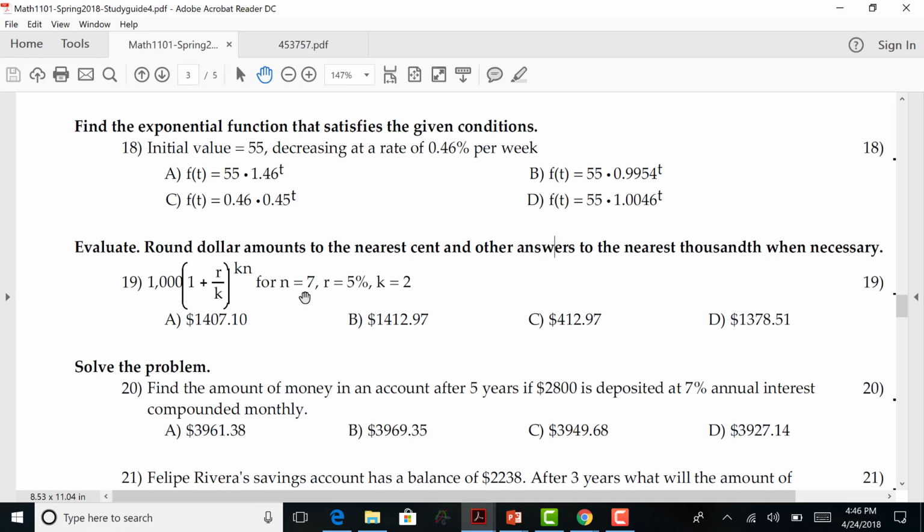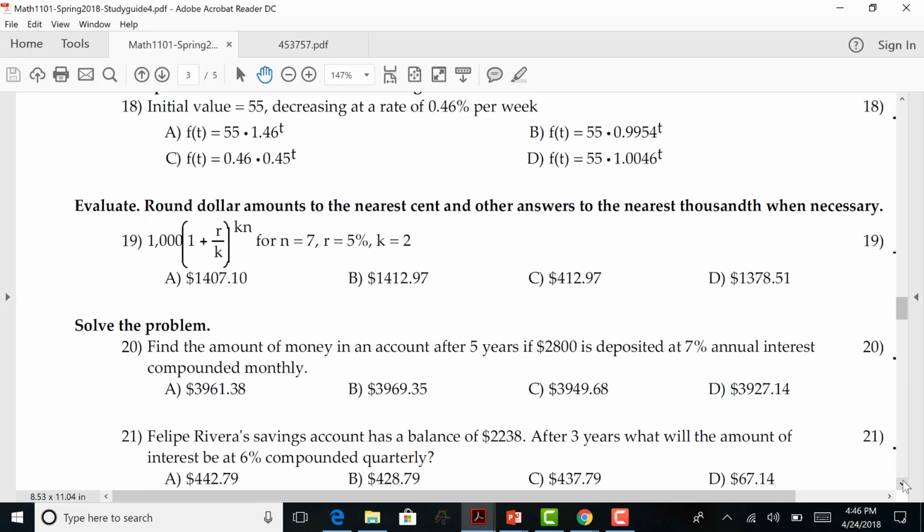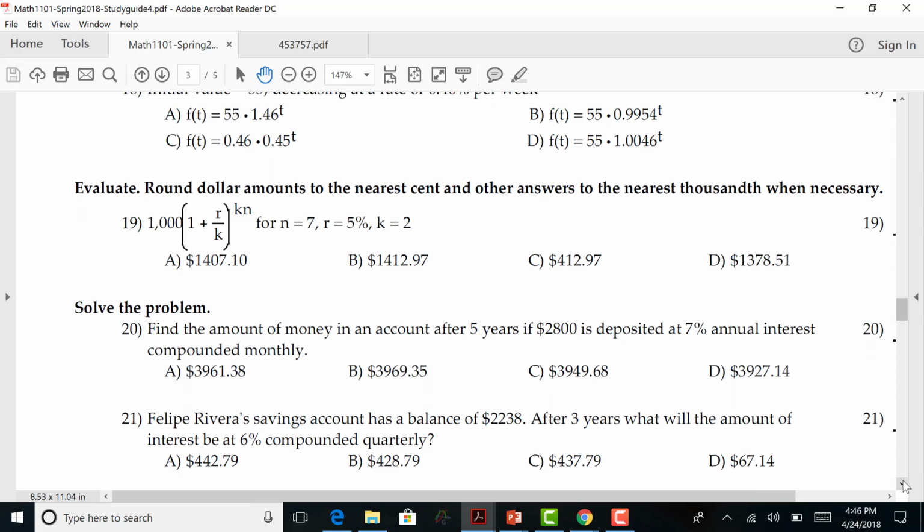Number 21. Felipe has a savings account that has a balance of $2,238 in it. After 3 years, what will the amount of interest be at 6% compounded quarterly? Now, do I want to know how much money he has in his account, or how much interest he earned? I want to know how much interest. So, am I still going to plug this into that formula? Yes. Then what? Subtract. I have to subtract the original amount of money he had from how much money he's going to have, so I can figure out how much interest he earned on his money.